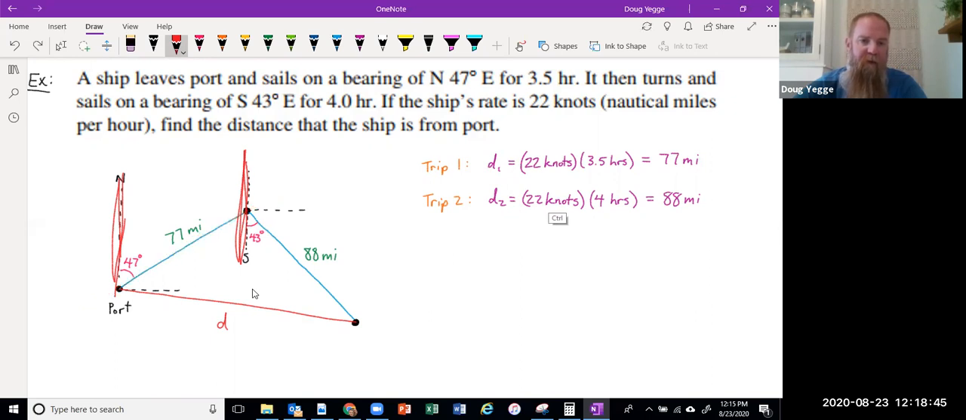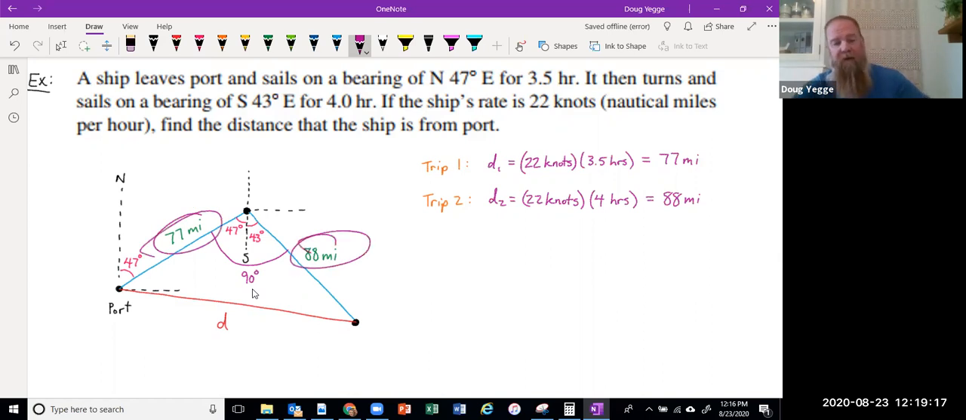So by our angle relationships that we learned a while back, that must mean by alternate interior angles, this angle right here is 47 degrees. And now we see that 47 and 43 gives me a total of 90. And so since this angle right here is 90 degrees, I now have a right triangle. So because it's a right triangle, I'm given two legs of the triangle. So I can use the Pythagorean theorem in order to find the last leg.